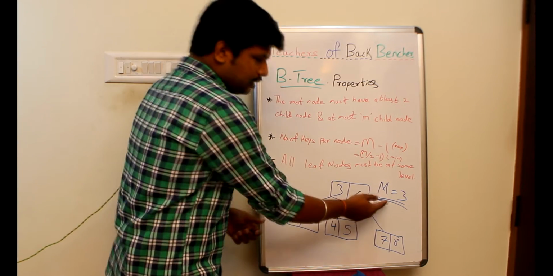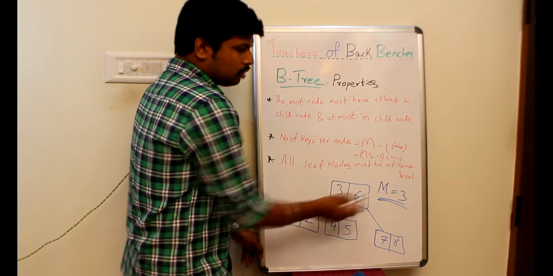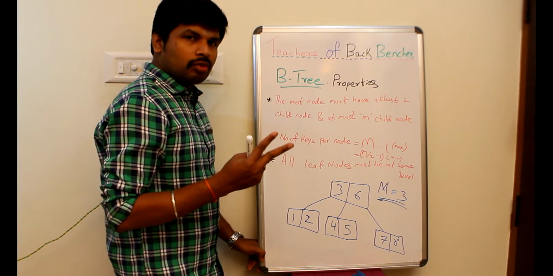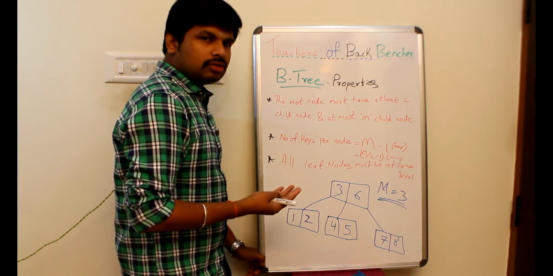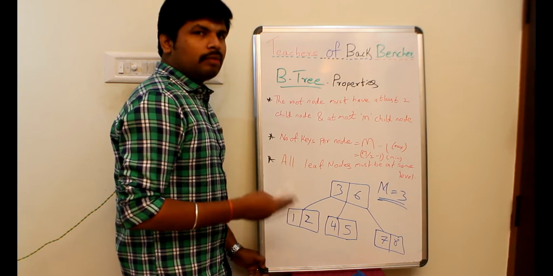Here m is equal to 3, so the number of keys per node is a maximum of m minus 1. So m minus 1 is 2. Every node can have 2 values. If it has 3 values, then we have to change the process. I will tell you in the next tutorial by giving an example.